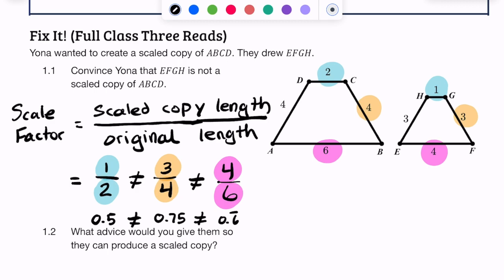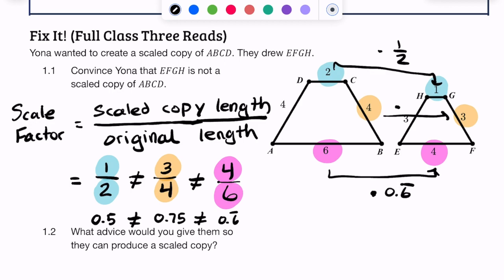Again, these are giving you the scale factors. So 2 times 1/2 is 1. 6 times 0.6 repeating is 4, and 4 times 3/4, or 0.75, is 3. Okay? So, not a scale factor. Equivalent ratios aren't the same.